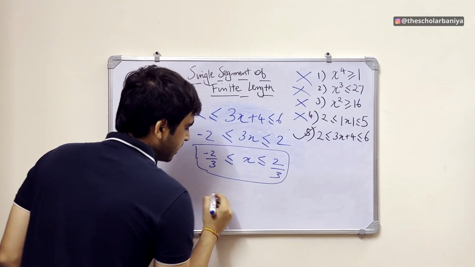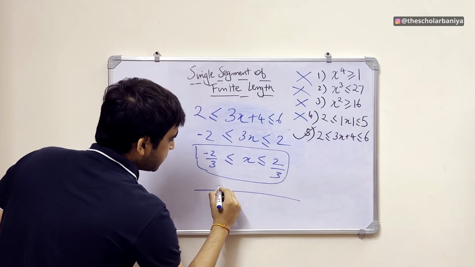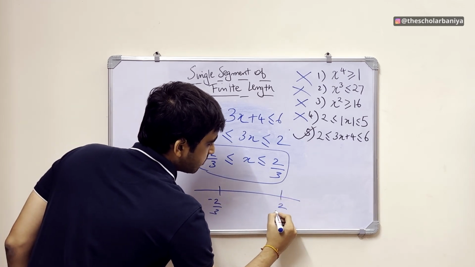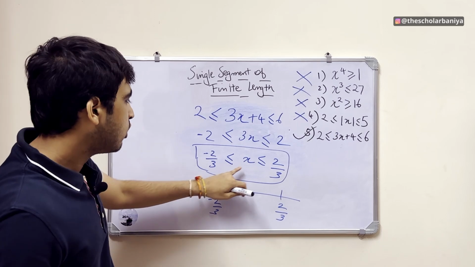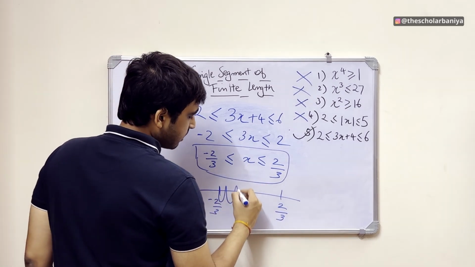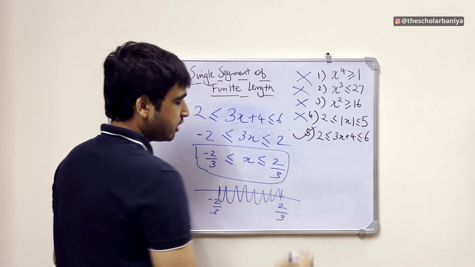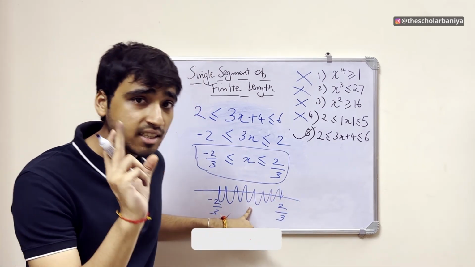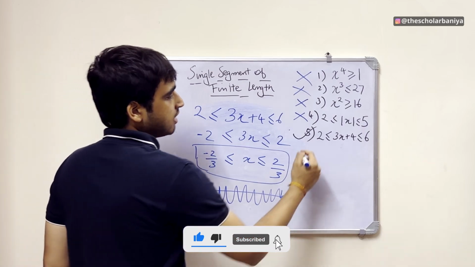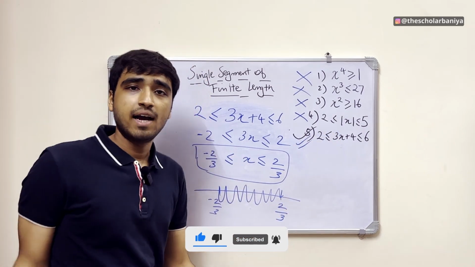For example, this is a number line. This is -2 by 3 and this is 2 by 3. So we have the value of x between -2 by 3 and 2 by 3. So basically this is the solution set. This is only one solution set, a single segment of finite length, which is this much. So your answer is this. I hope this is clear.